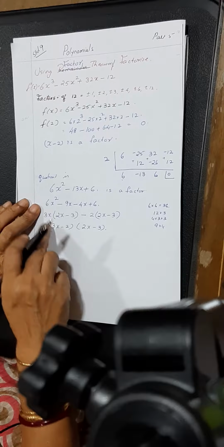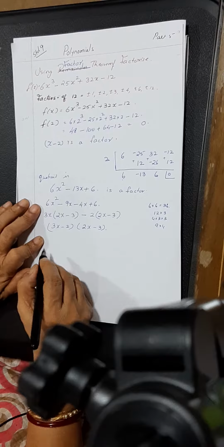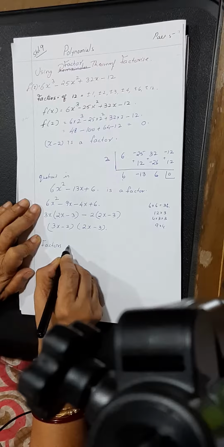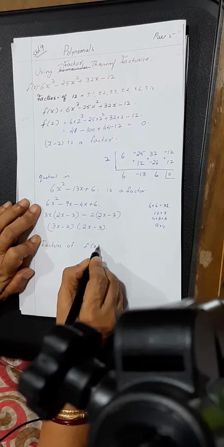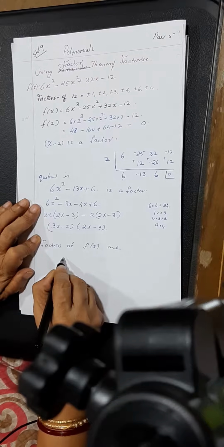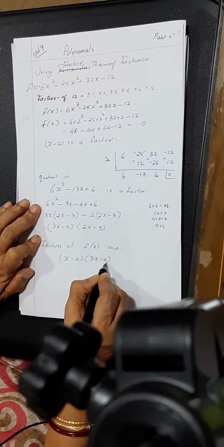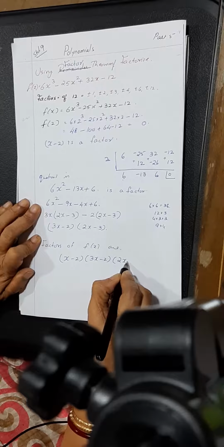So now we got the remaining two factors also. So the factors of f of x are x minus 2 into 3x minus 2 into 2x minus 3.